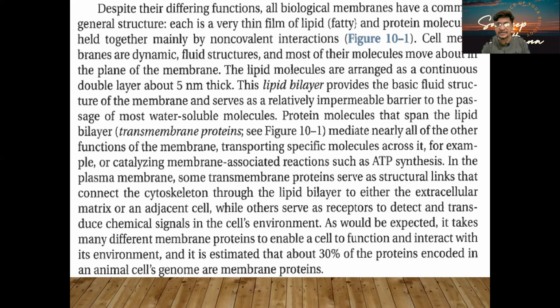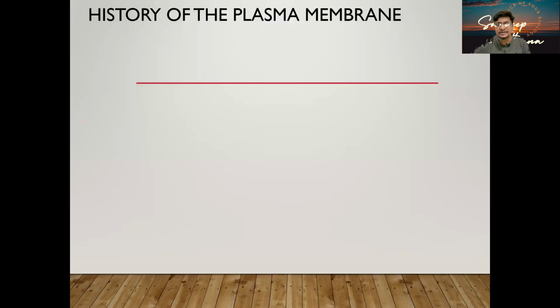This happens in the biological system, and it is a prominent bond that we see in many biological molecules other than the covalent bond. We'll talk about that in a little while. Let's first talk about how exactly the plasma membrane came into the picture. As I told you, it all started with Overton.